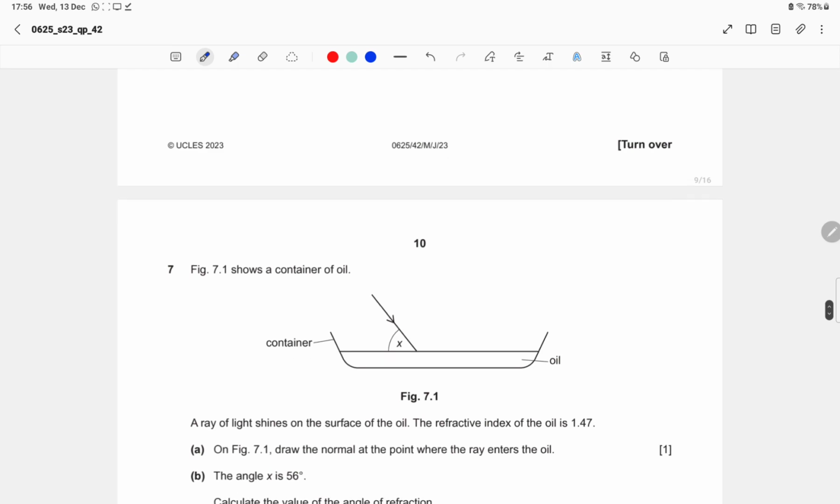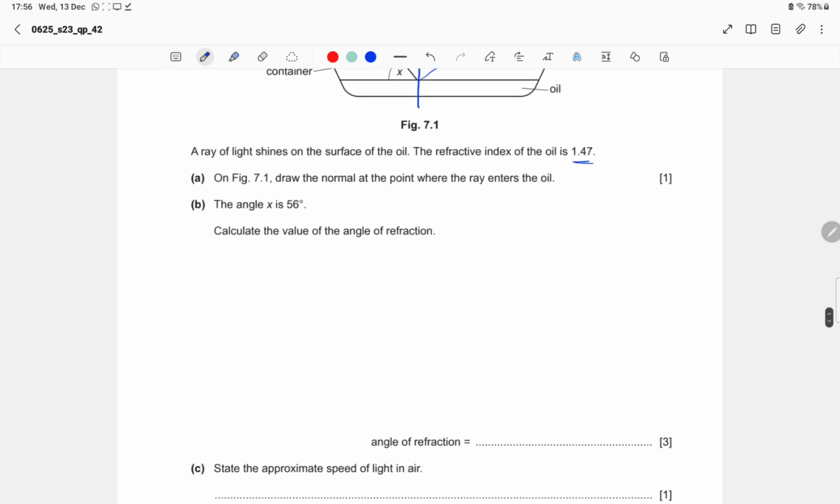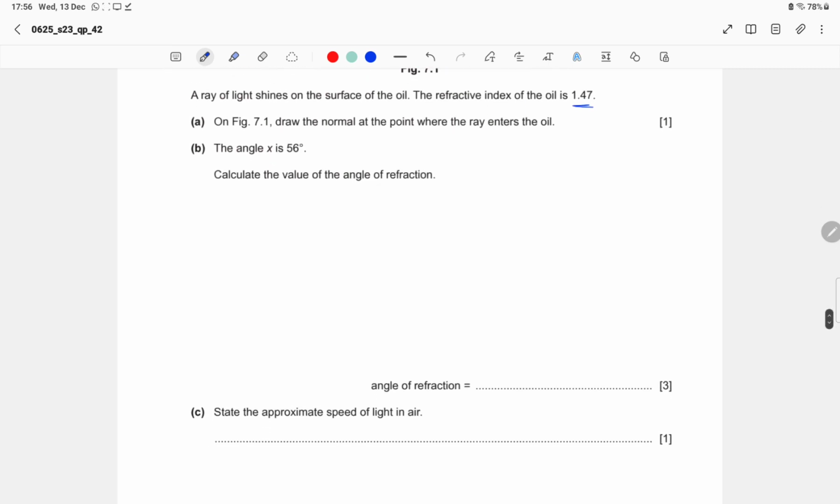Next, moving on to question number 7, which shows a container of oil. A ray of light shines on the surface of the oil. The refractive index of the oil is this. Draw a normal to the plane where the ray enters the oil. So this is going to be your normal. Angle x is 56. The value of the angle of refraction is going to be 90 minus x. So this is also 90 minus x. Calculate the value of this.